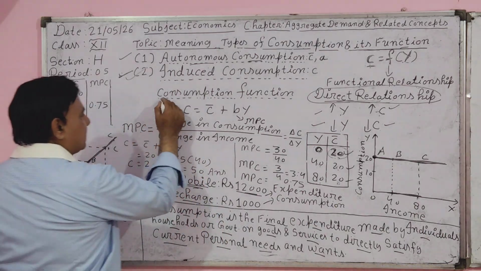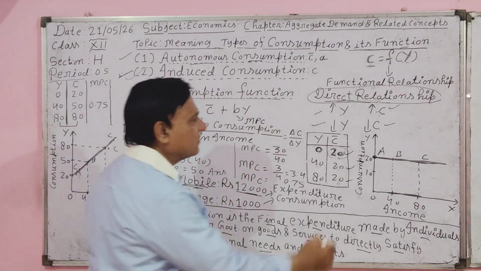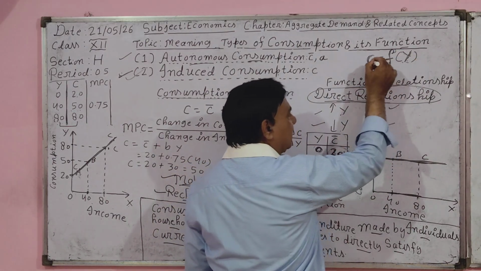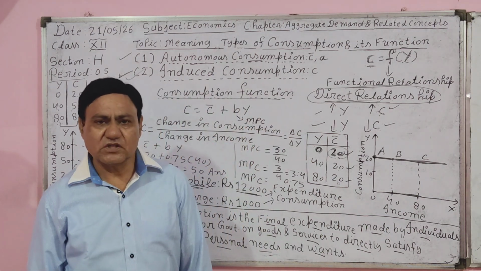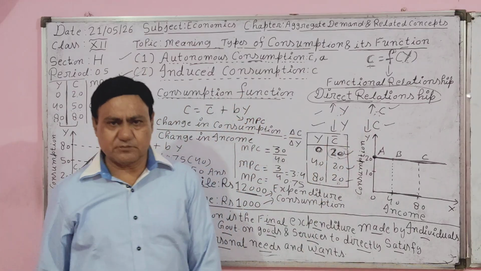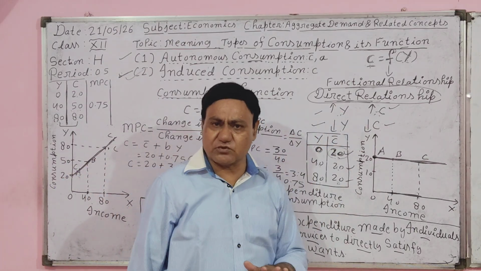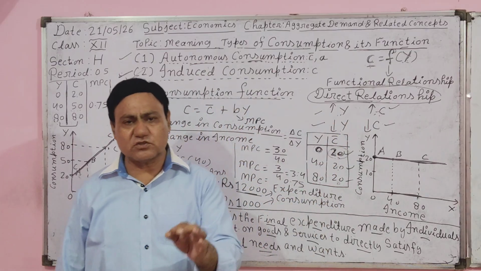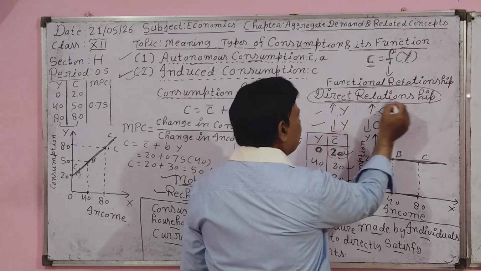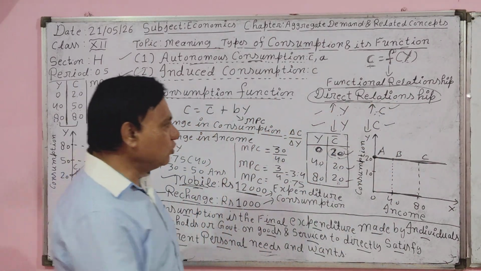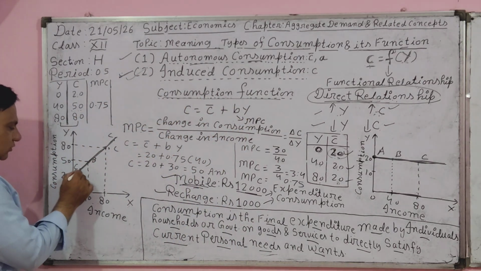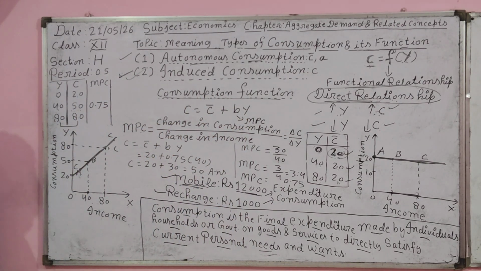In short, consumption function expresses the functional relationship between income and consumption. Functional relationship means direct relationship between income and consumption. Whenever income increases, consumption will also increase. Whenever income decreases, consumption will also decrease. It shows direct relationship between income and consumption. Due to this direct relationship, the consumption curve is an upward sloping curve as shown in this diagram.